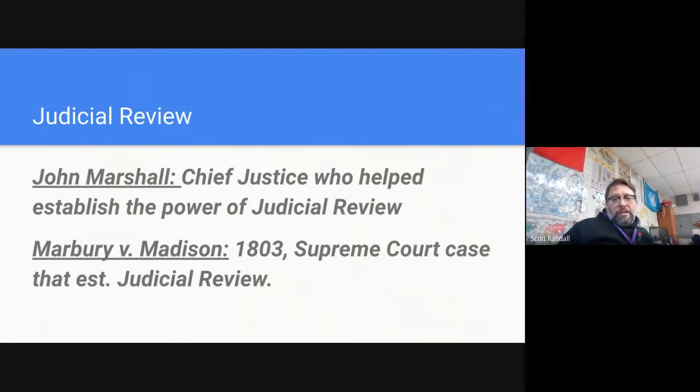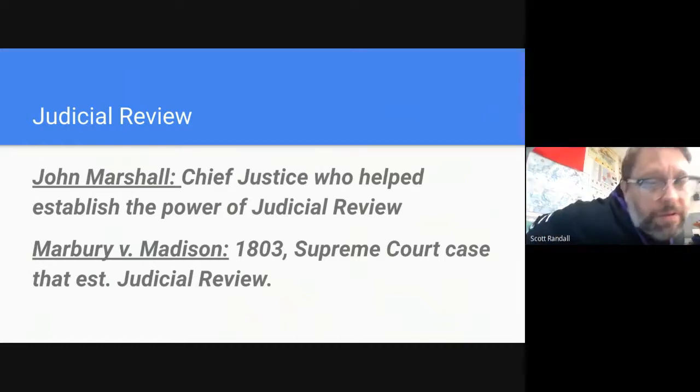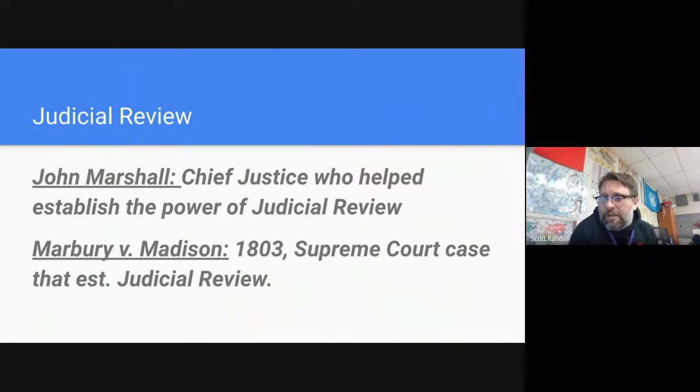The first case that really established this concept of judicial review is Marbury versus Madison, which was in 1803. The Chief Justice at this time was John Marshall. This was a case that, we believe, we talked about earlier when we were talking about Chapter 3, pertaining to Marbury receiving a job from the previous administration.